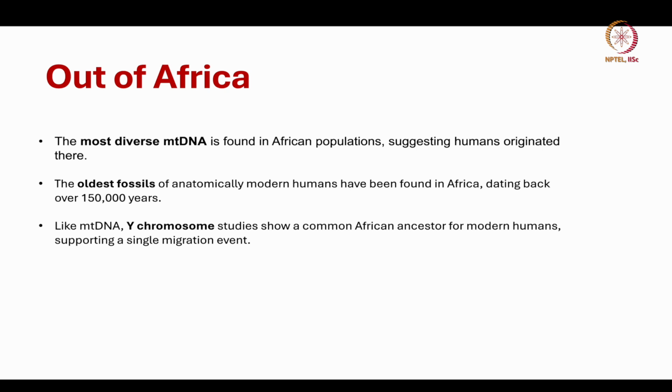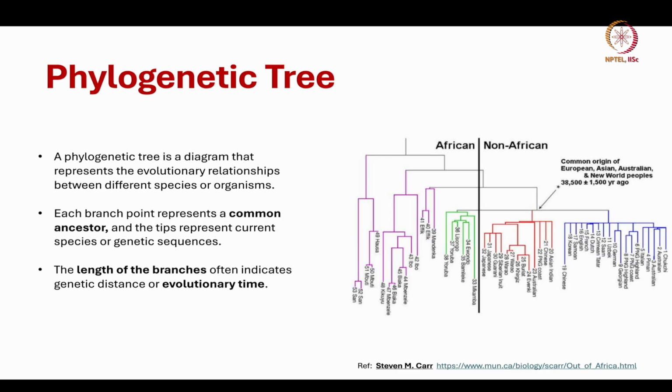And it's not just mitochondrial DNA. As I said, people have tried using Y chromosome studies, and those have also shown similar results, showing a common African ancestor for modern humans. Okay, and now let's talk about the phylogenetic tree, because that is what we are going to use in our demo to see how we infer from a phylogenetic tree of mitochondrial DNA sequences that we have a common ancestor originated in Africa.